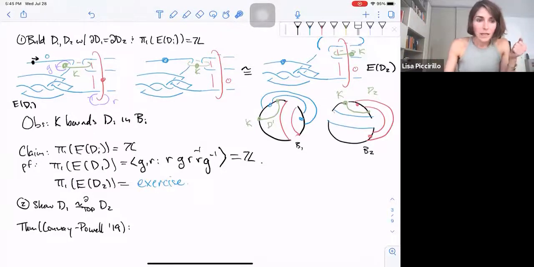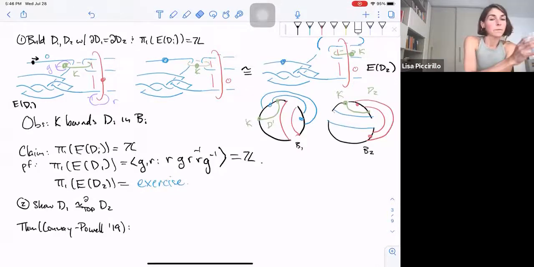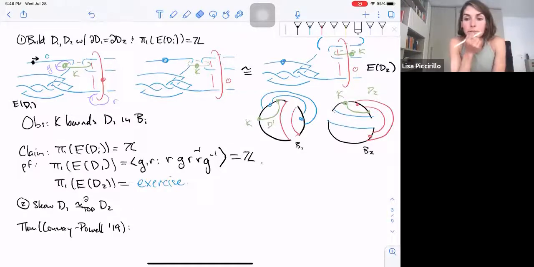Any questions about anything, and in particular about the rest of the construction? I think so far we built a pair of disks, both of them in the four ball. They have a common boundary that's not K, and they both have pi 1 Z.